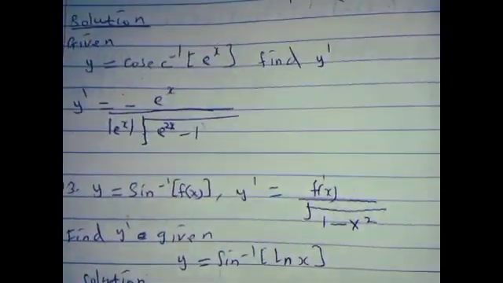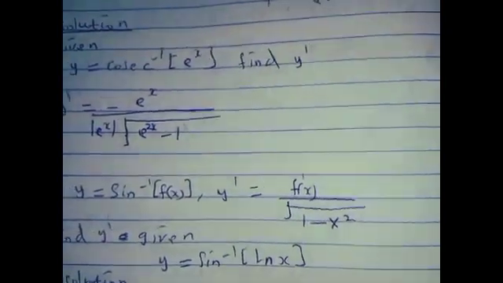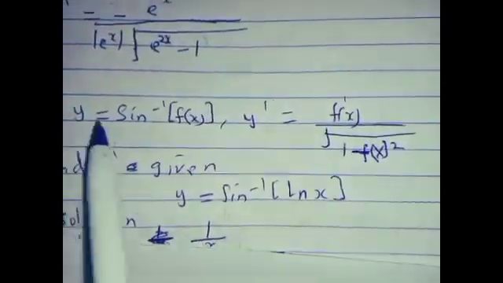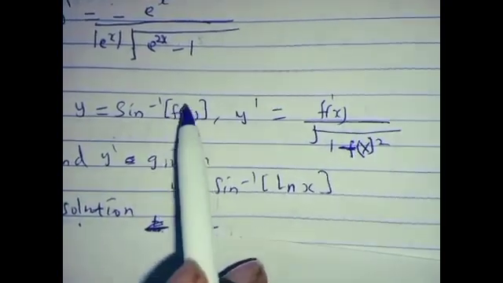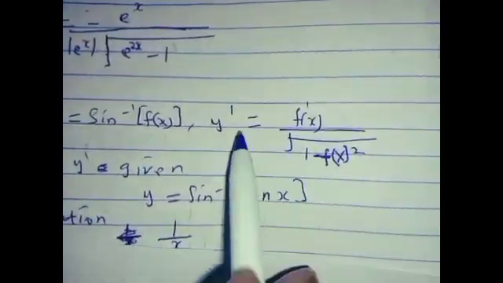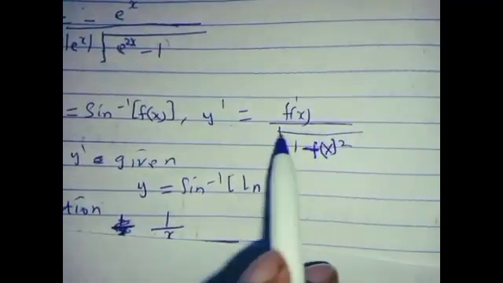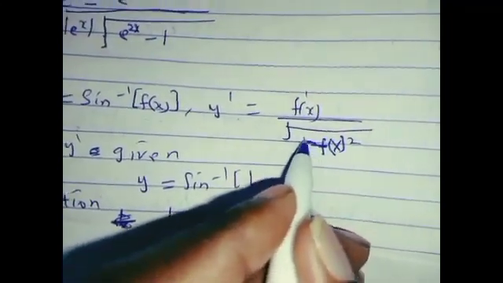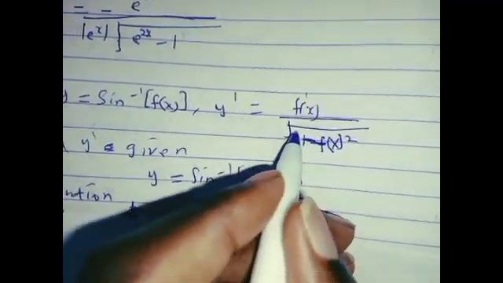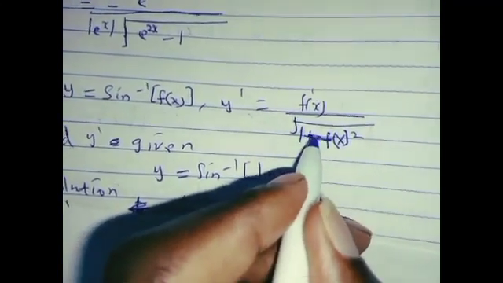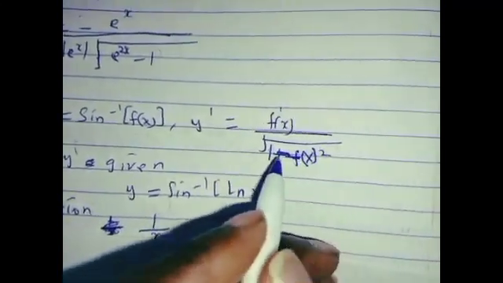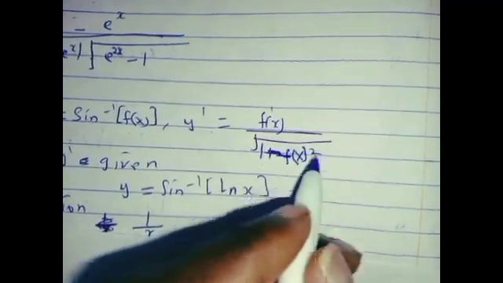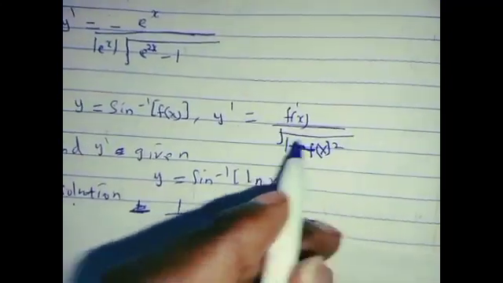Number 13 of our consideration is y is equal to sine inverse of f of x. y prime is equal to f of x prime divided by the square root of 1 minus f of x squared.